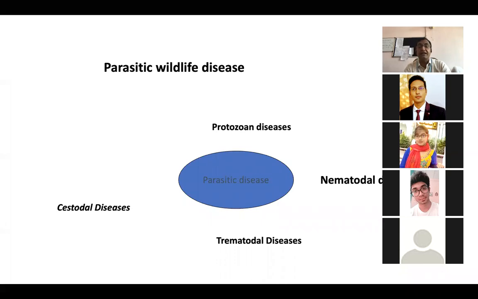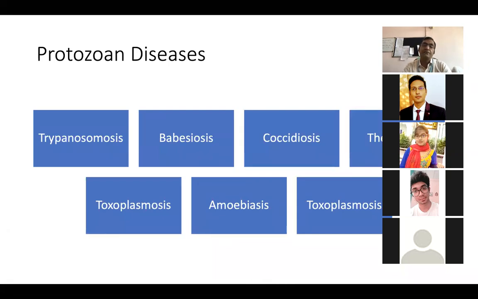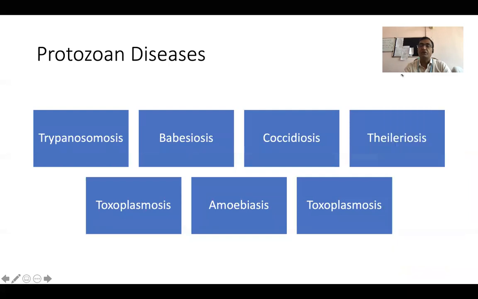As I told in the introductory class, most of the diseases emerging nowadays are of wildlife origin, and some of them have zoonotic importance. I am starting from protozoan diseases because this is the most widely talked about. I have a list of mortality in different zoos, of leopards, tigers or lions, and most of them are from hemoprotozoal diseases. There is a long list.